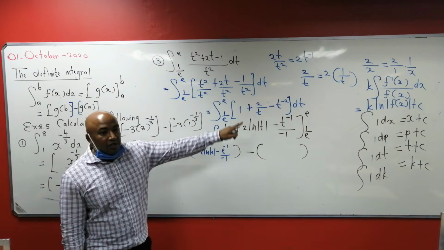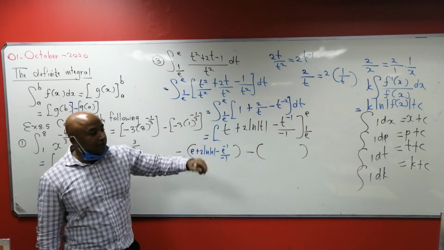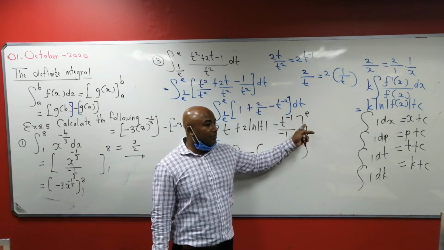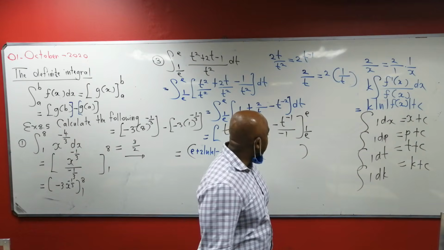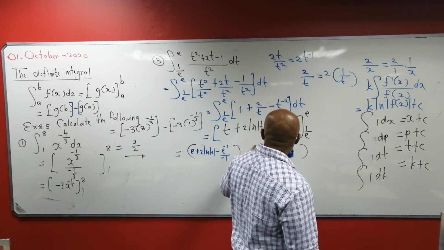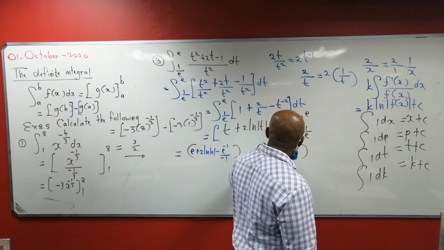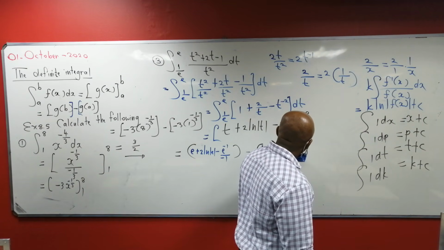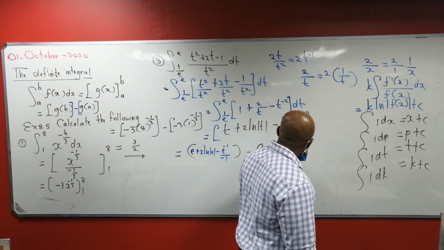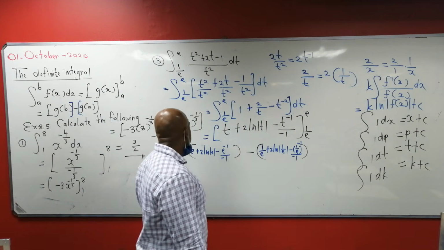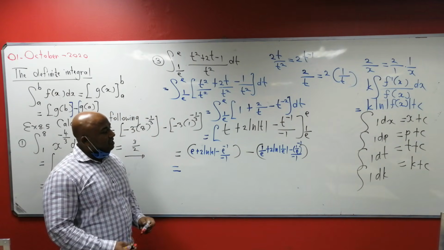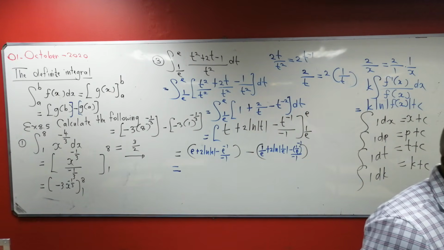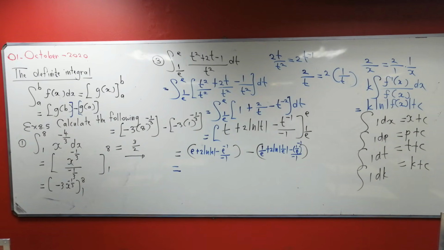So what did I do? I'm replacing t with the upper limit always first. Then I put a minus sign. Then I go back and this time replace t with 1 over e. Then you will take out your calculator and use it. We can simplify this further, but we're not going into that now. Take out your calculator and let's do this first part.